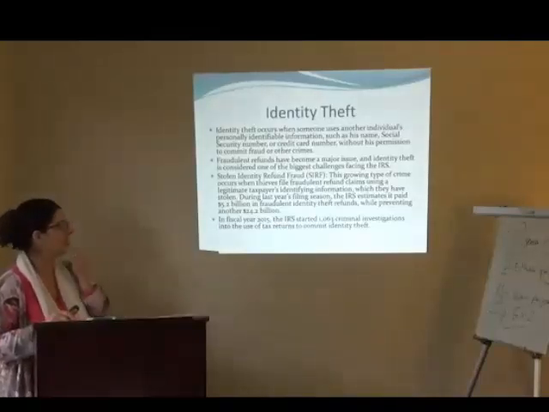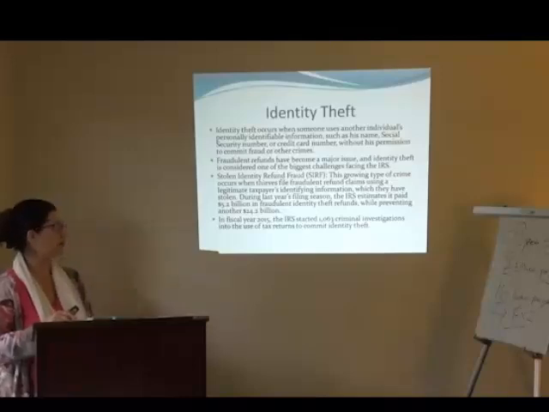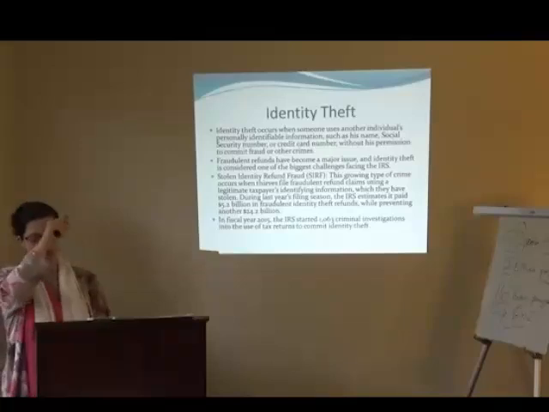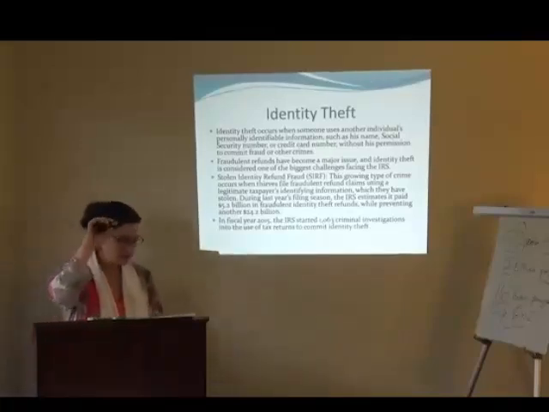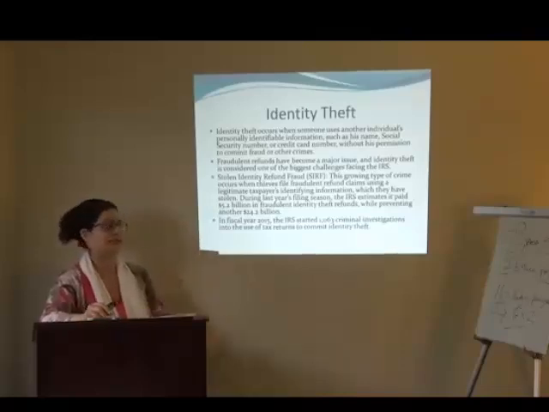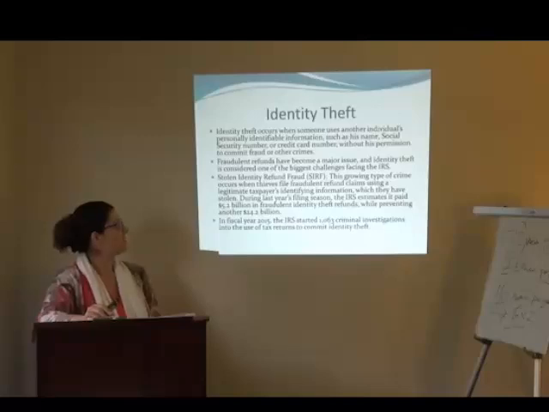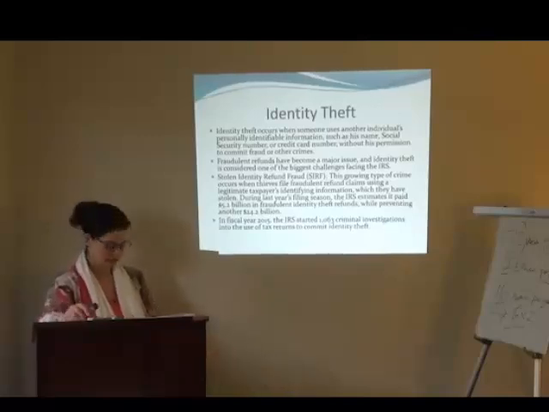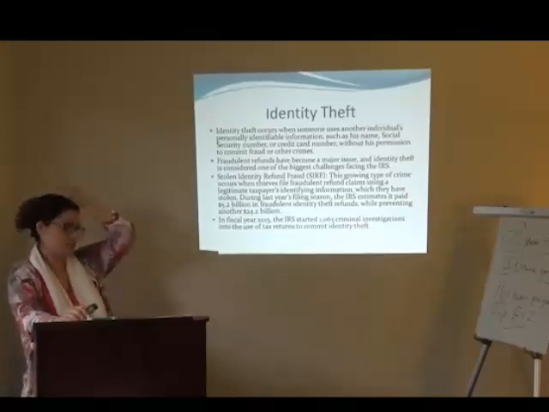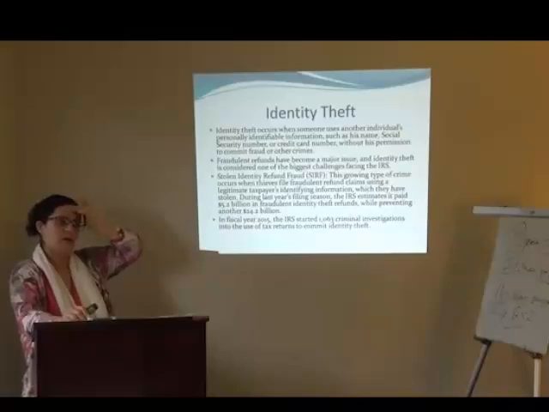In fiscal year 2015, the IRS has started 1,063 criminal investigations into the use of tax returns to commit identity theft. I have one on my desk. But they don't have staff, I'm telling you. They need to assign staff. They're not assigning staff. I mean, it's half of their budget. You have to know somebody there, truly, to get anything done. They're just not committing enough resources, and it's going to be more of the same until they do.